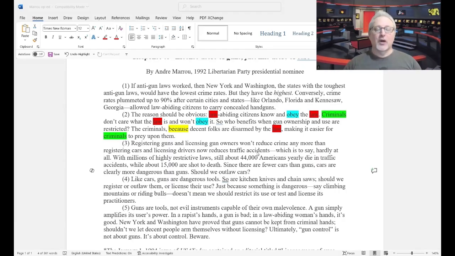The fourth paragraph starts off saying, like cars, guns are dangerous tools. So are kitchen knives and chainsaws. So the fourth paragraph is making another comparison. Does that mean that the third and the fourth paragraph go together? Maybe both of them are together making an argument by analogy? Maybe it's also possible that we are dealing with two separate arguments by analogy. We'll have to make that decision as we continue.